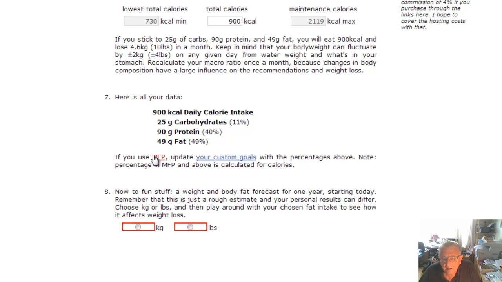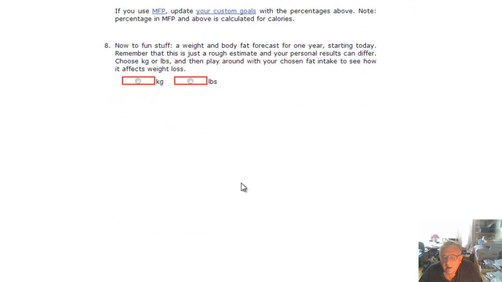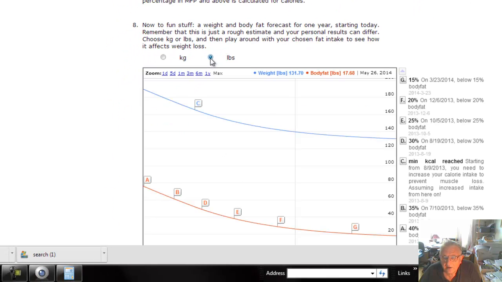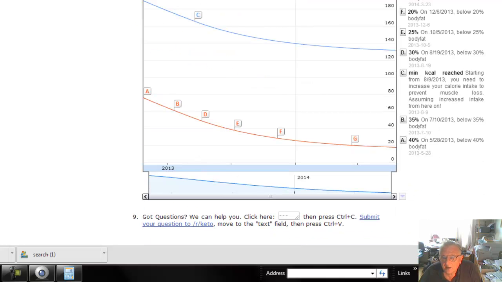Down here it says if you use MFP. MFP is MyFitnessPal, and we'll look in another video about how you can use MyFitnessPal. And down here it says if you click here, you can get a fancy little chart to show how your weight is going to come down, and you see it flattening out down here because the weight loss will slow down as it goes along.